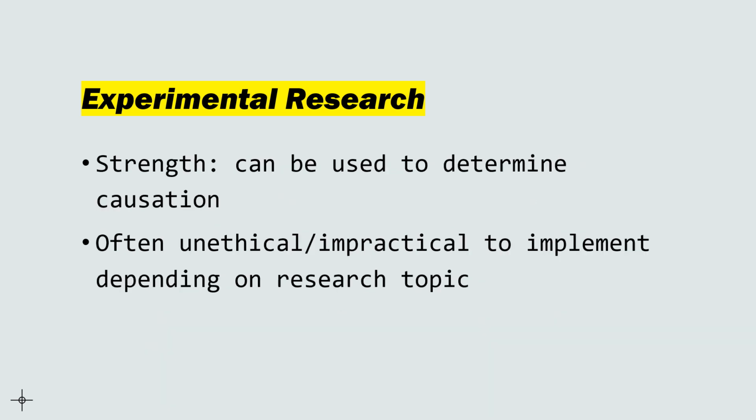So the strengths and weaknesses of experiment and correlation are basically opposites of each other. The strength of experiment is that you can determine causality or causation, but the weakness is that, again, oftentimes, especially in psychology, it's either unethical or impractical to do an experiment, depending on what you're looking at.